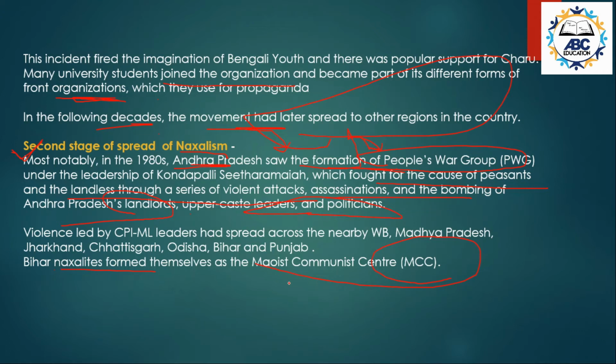So this was the second stage of expansion जहाँ पे हम देख रहे हैं कि it is spreading to other regions of the country also. It had spread to other neighbouring states also like West Bengal, मध्य प्रदेश, झारखंड, छत्तीसगढ़ वगैरह में भी हुआ. But basically organizations or parties were formed in these two states, in Andhra Pradesh as People's War Group and in Bihar as Maoist Communist Center. So this was the second stage for the spread of Naxalism.